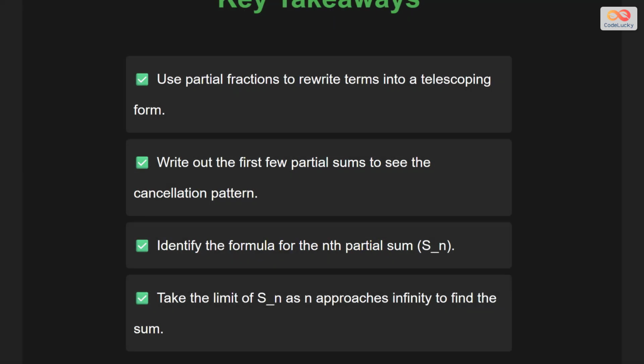To sum up, when you encounter a series that might be telescoping, first, try using partial fractions to rewrite the terms. Then, write out a few partial sums to confirm the cancellation pattern and find the formula for the nth partial sum. Finally, take the limit of that formula as n approaches infinity to find the final sum of the series.